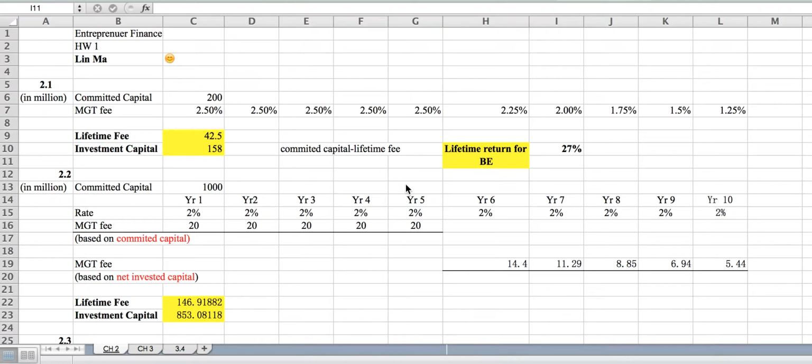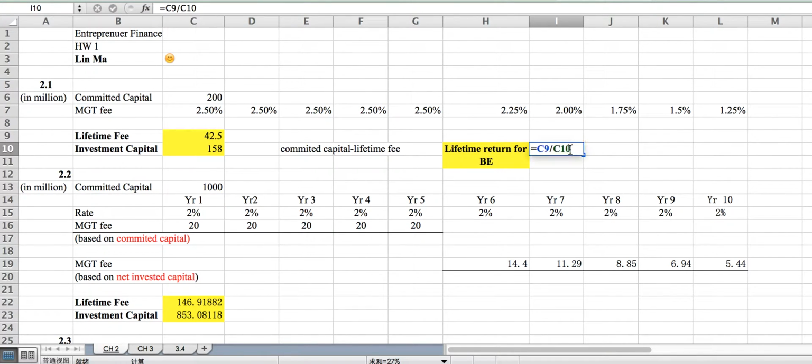Now let's take a look at question 2.1. To calculate the lifetime fee, I just sum up the management fee percentage and multiply it by the committed capital of 200, and then use the committed capital minus the lifetime fee to get 158 of investment capital. To calculate the lifetime return for break-even, I use the lifetime fee divided by the investment capital to get 27%.